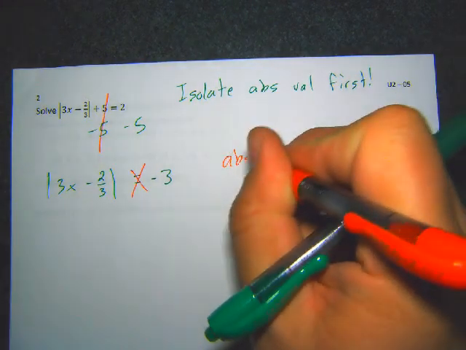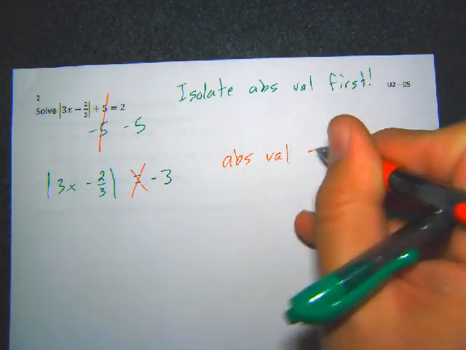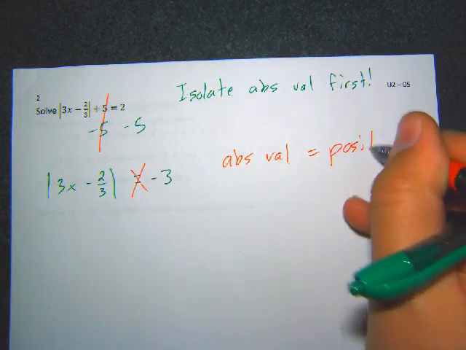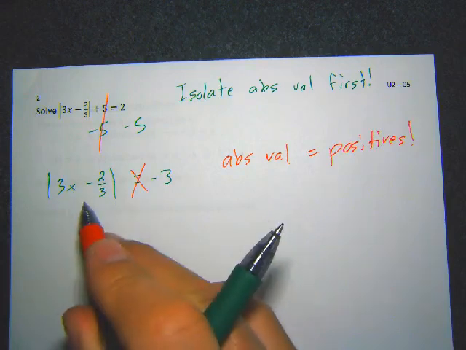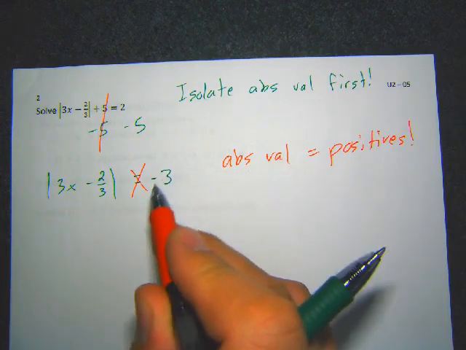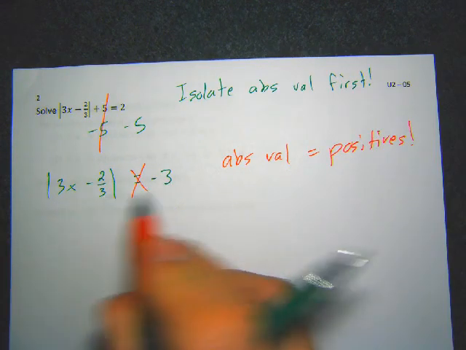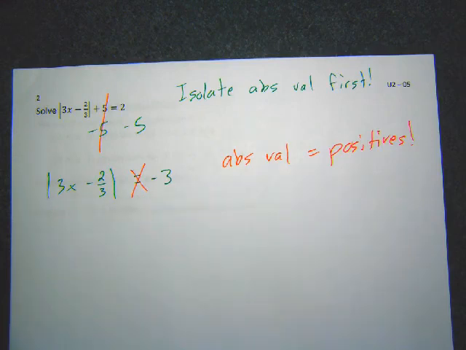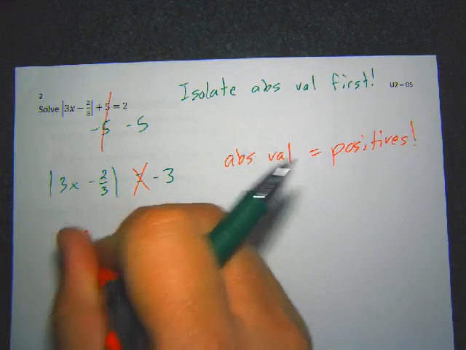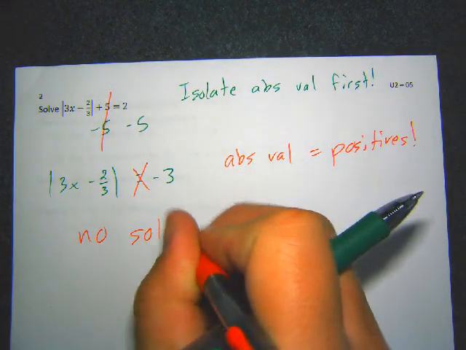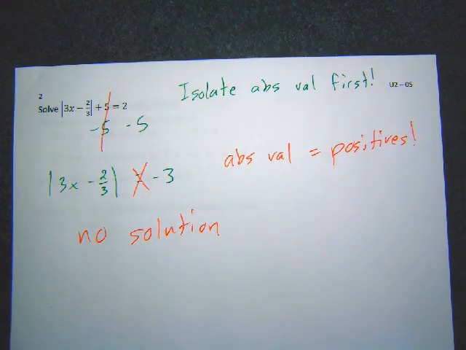Absolute values equal positives. And so if you ever end up in this situation where you get the absolute value by itself and the number is a negative, you know that this equation is not solvable. You can't do it. There is no solution. So it's actually really easy to write absolute value equations with no solution. You just have to put a negative number on the other side of the absolute value.